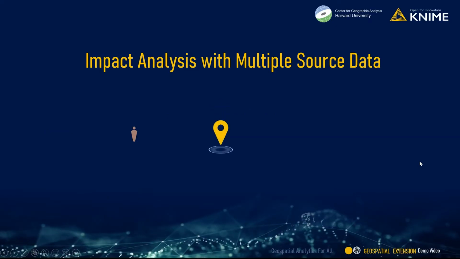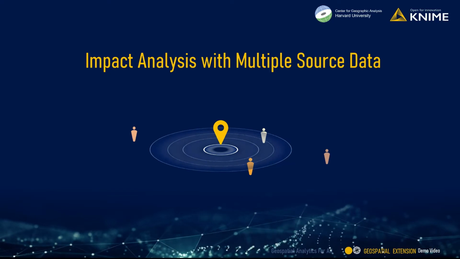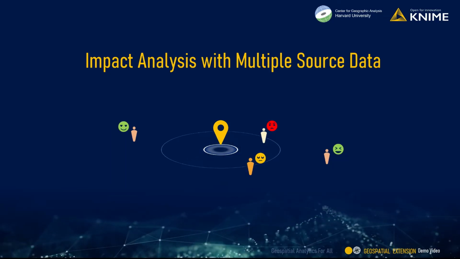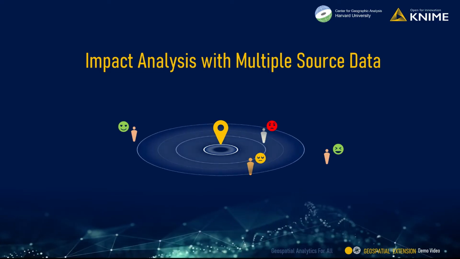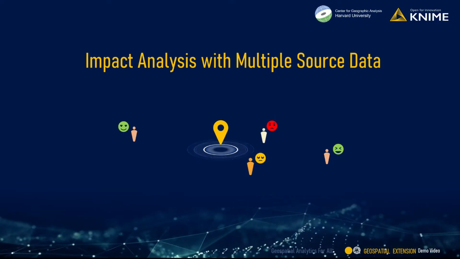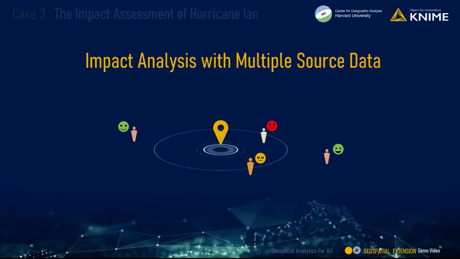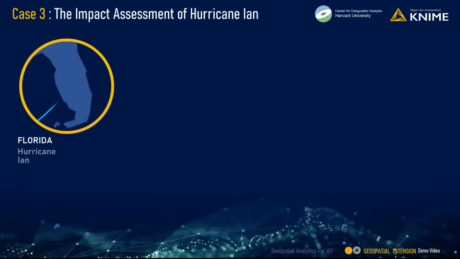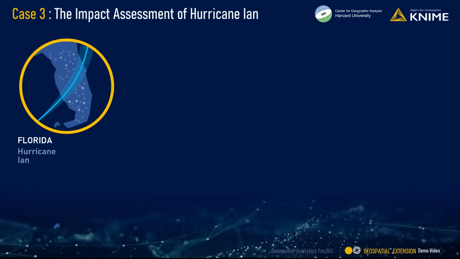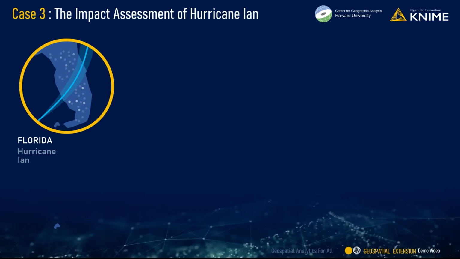In terms of impact analysis, often we want to use multiple data sources to understand spatial events and their impacts. As we all know, just a month ago, Hurricane Ian struck Florida. To understand impact, we need information on Hurricane Ian's trajectory, population, and geotechnical traits in Florida.